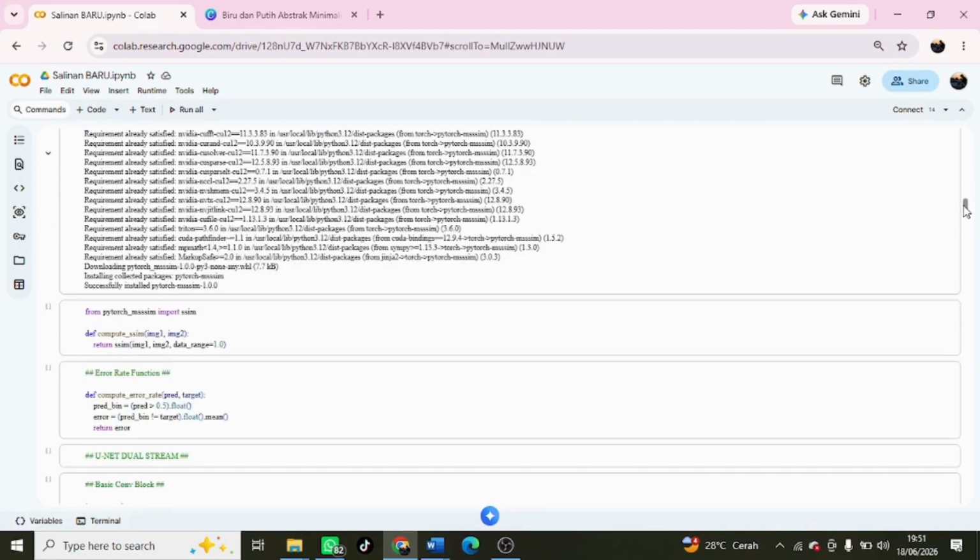In this process, the decoder's prediction is first converted to binary values using a threshold of 0.5, then compared to the original message that was previously embedded. The error rate indicates the percentage of bits that were incorrect during the extraction process. The lower the error rate, the better the model's ability to recover the secret message. An error rate of 0 indicates that the entire message was successfully extracted without any errors.